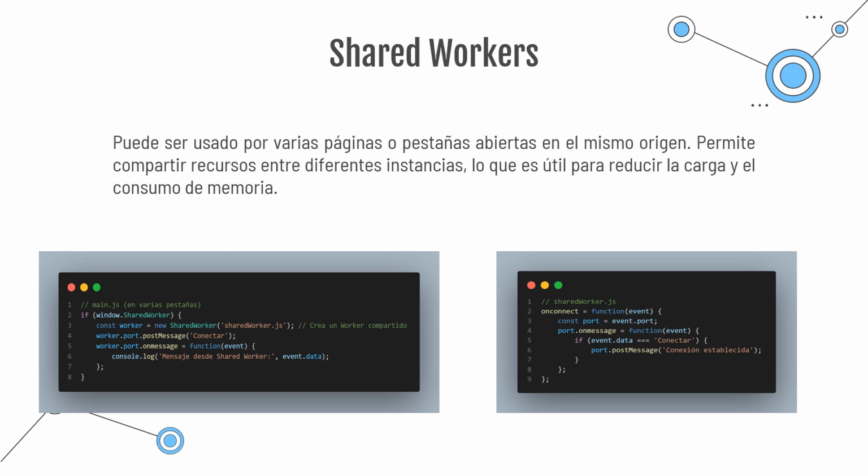Shared workers. Shared workers can be used by multiple pages or tabs within the same origin. They allow sharing resources across different instances, which helps reduce the load and memory consumption. This makes them ideal for scenarios where several parts of an application or even different pages need to access and process the same data without duplicating work.